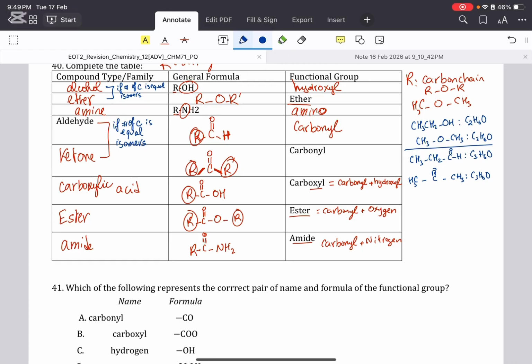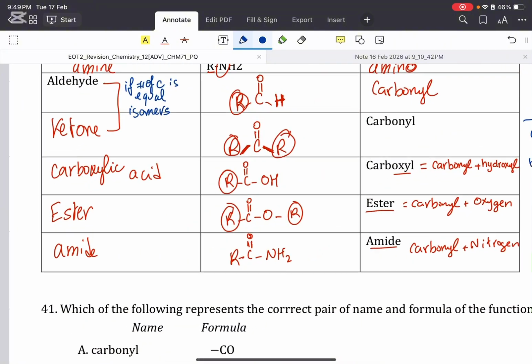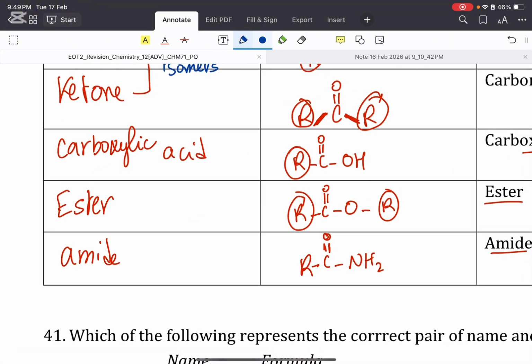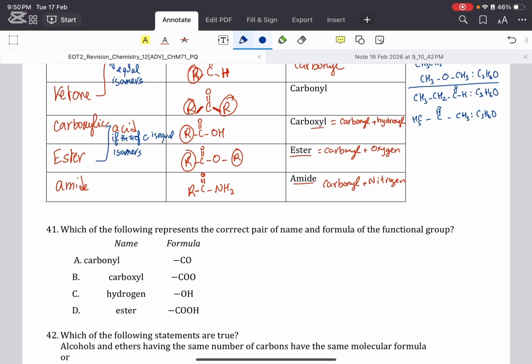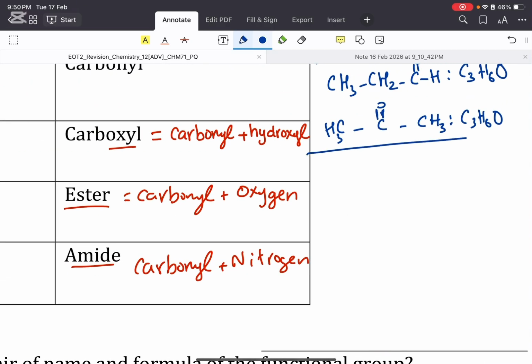They can give me a question of a ketone and aldehyde, and they can ask me whether they are isomers or not. Same thing for the carboxylic acid and esters. If the number of carbons is equal in both, they could be isomers. And I will give you an example.